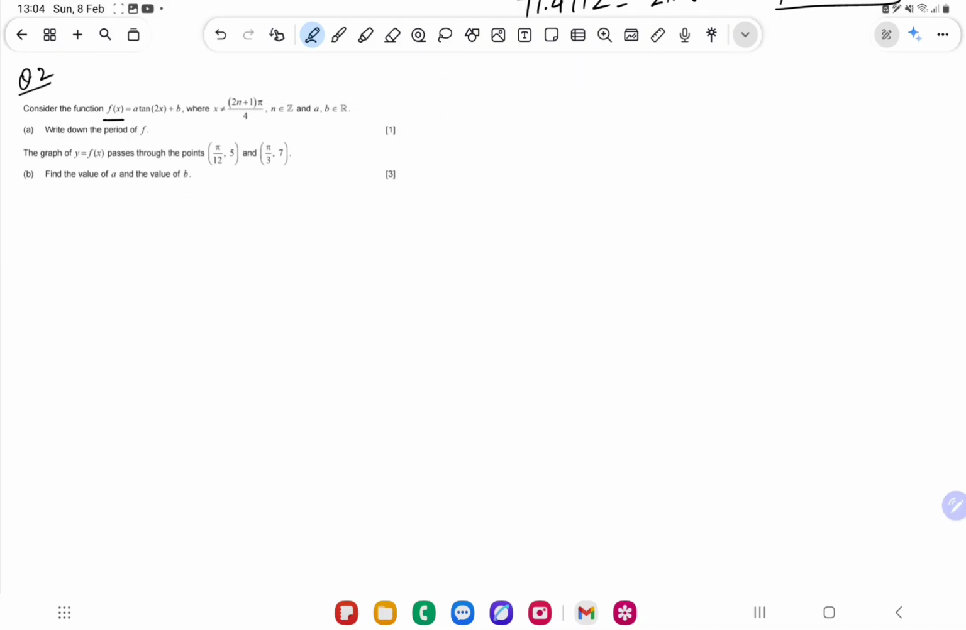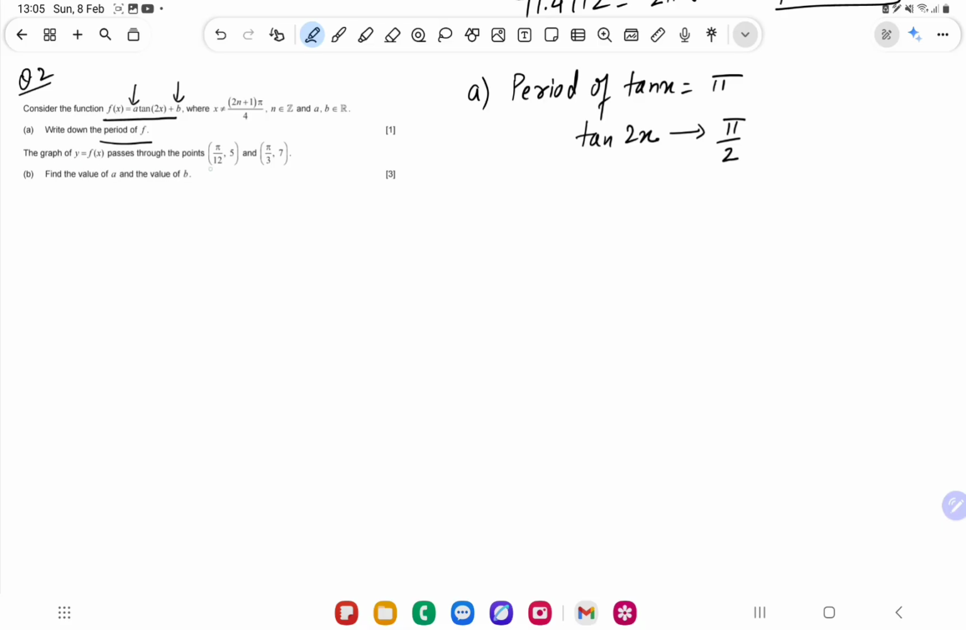In this question, the function is given to us as a tan 2x plus b, and we have to write down the period of f. To write the period, first we have to know that the period of tan x is pi, and we are given tan 2x, so its period will be pi by 2. What is important to note here is that multiplying by a, or adding b, does not change the period. This is what you have to remember.